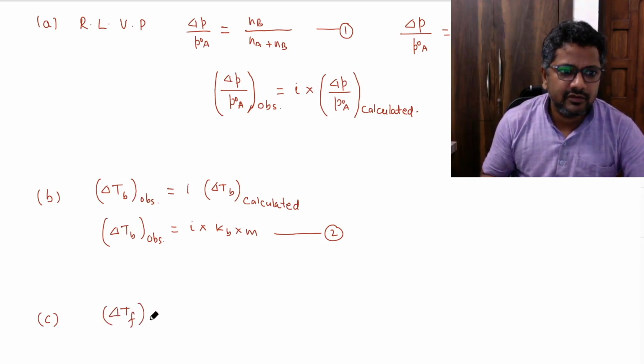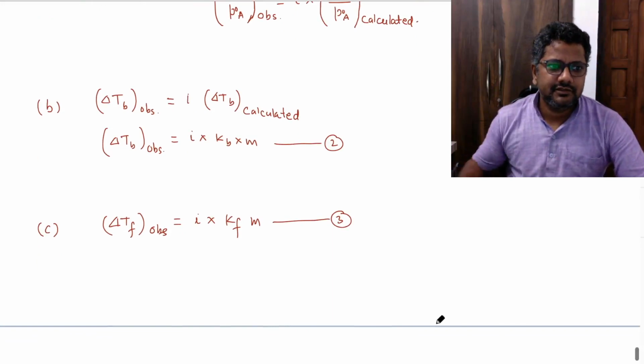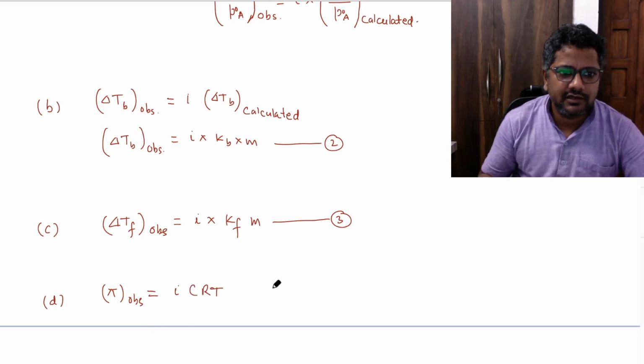Similarly, your formula: delta Tf observed is equal to i times Kf into m. And the fourth formula: pi observed is equal to i into CRT.